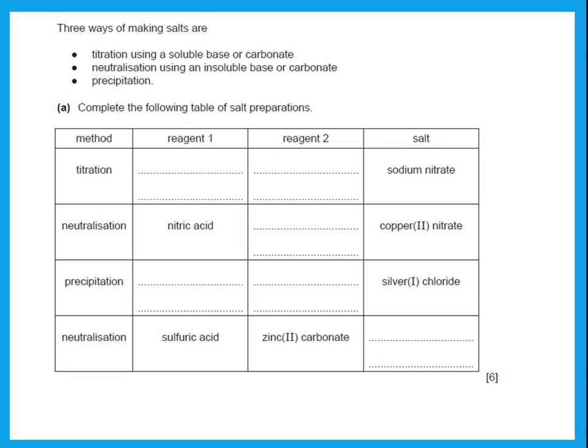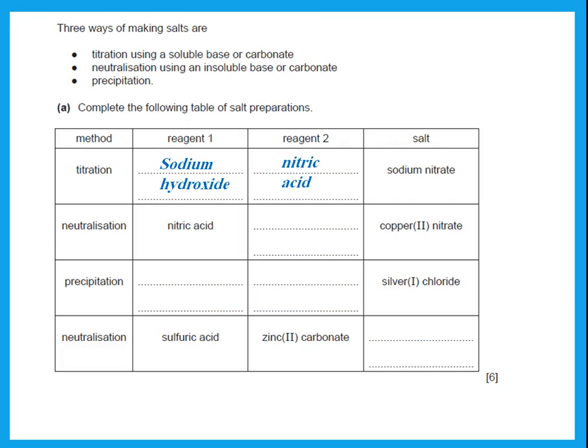Of course, if I'm doing titration, that means I'm preparing it from acid and base. Now, which acid am I using and which base am I using? Well, to prepare sodium nitrate, I need sodium something and something that has nitrate. So sodium hydroxide would be my base, and the acid that contains nitrate is nitric acid. Okay, the next salt, copper nitrate, he's trying to make it by neutralization.